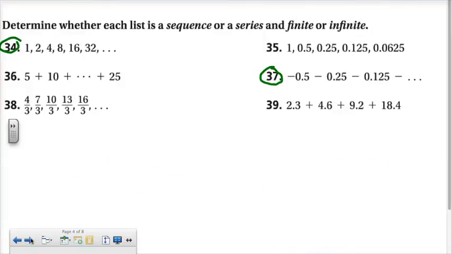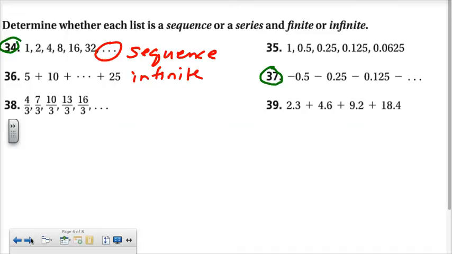34 says determine whether each list is a sequence or a series and finite or infinite. All right? Sequences do not ask us to add everything up. Sequences are just listings of numbers. They're separated by commas. So I look at 34, and this is a sequence. Then they wanted to know if it's finite or infinite. And remember, 3 dots say this is going to go on forever. So this is infinite.